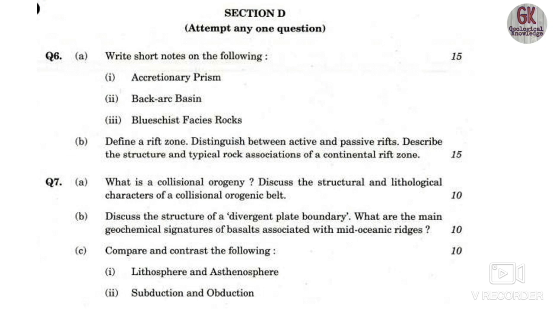Question number 7B, discuss the structures of a divergent plate boundary and what are the main geochemical signatures of basalts which are associated with the mid-oceanic ridges or MOR. And the C part is compare and contrast the following: lithosphere and asthenosphere, subduction and obduction. Compare and contrast means the differences and the similarities.